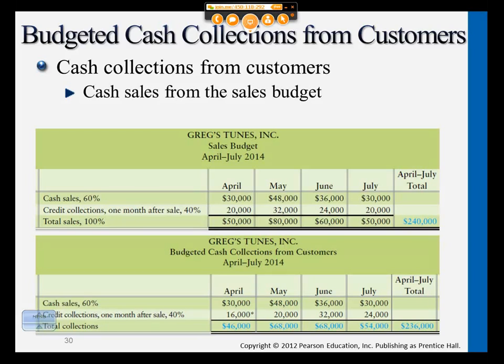Okay. So look at this. We have cash sales for 60% as a budgeted cash collection, right? And then we have credit collections 1 month after sale at 40%. Okay? So the components of our budgeted cash collection from customers is a cash collection at cash sales at some percent, and then we have credit collections for the remainder. Okay?